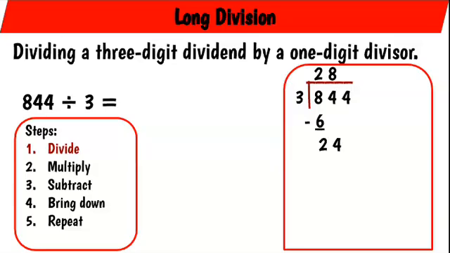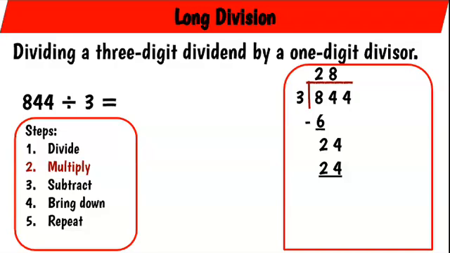Now, remember, our next step would be to multiply. So we're now going to multiply that 8 that we got when we found out how many groups of 3 we can get from 24. So 8 will be multiplied by our divisor 3. 8 multiplied by 3 will give us 24.